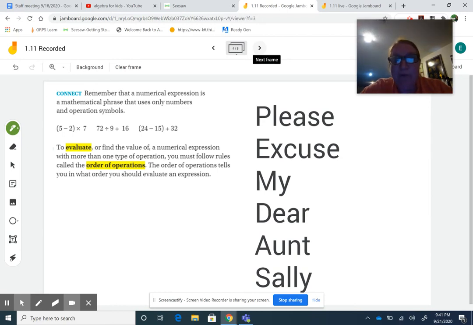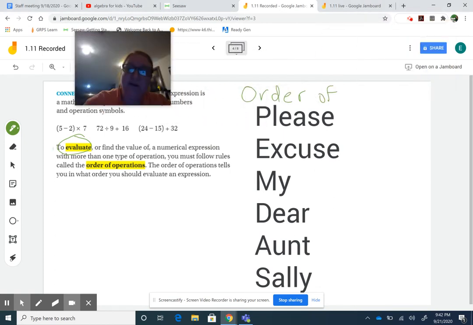It says connect. Remember that a numerical expression is a mathematical phrase that uses only numbers and operation symbols. For example, (5 minus 2) times 7, 72 divided by 9 plus 16, (24 minus 15) plus 32. To evaluate or find the value of a numerical expression with more than one type of operation, you must follow rules called the order of operations. The order of operations tells you in what order you should evaluate an expression. And this is that order.